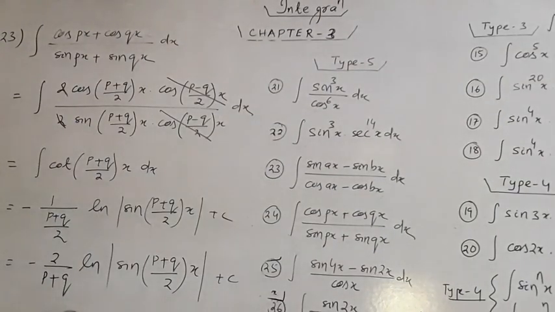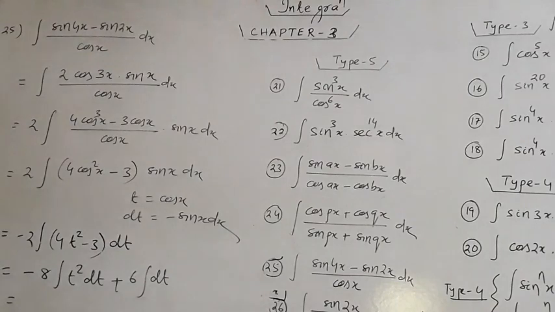Take the screenshot of number 23. It is exactly number 24. It is exactly number 23. Apply cos C plus cos D. Then apply sin C plus sin D. They will cancel and it will be in this form. Okay.